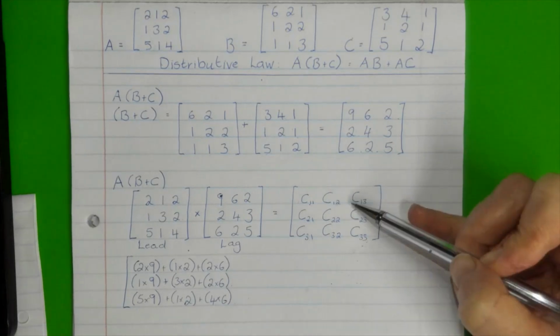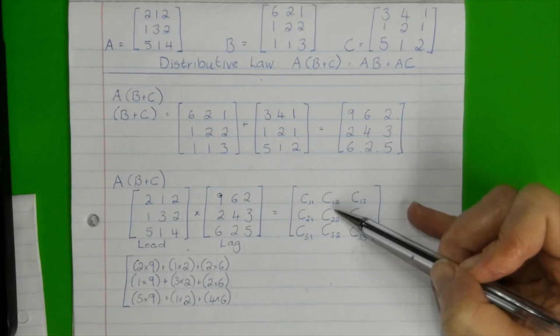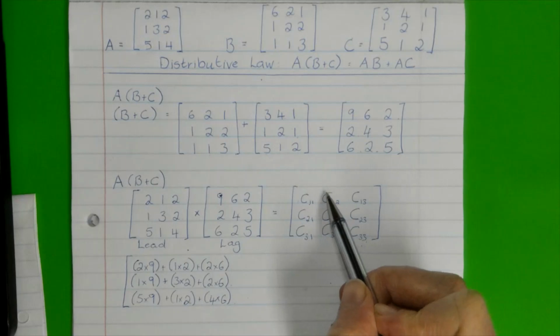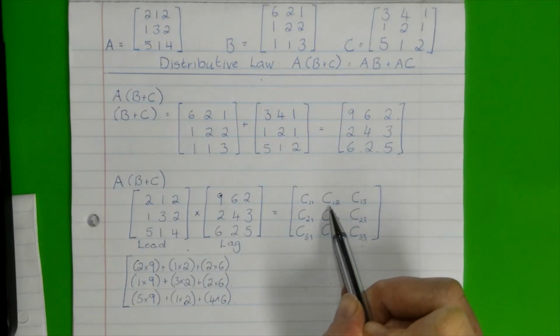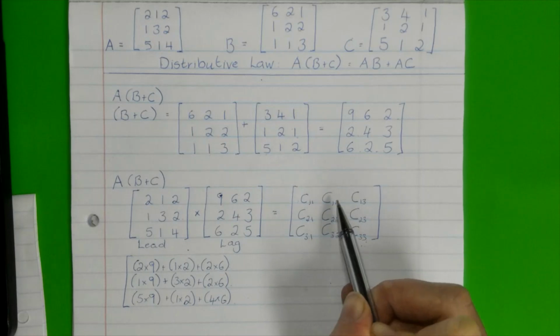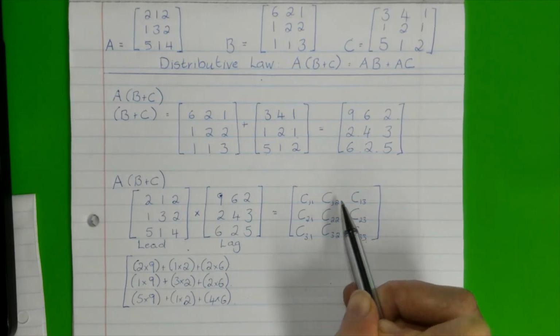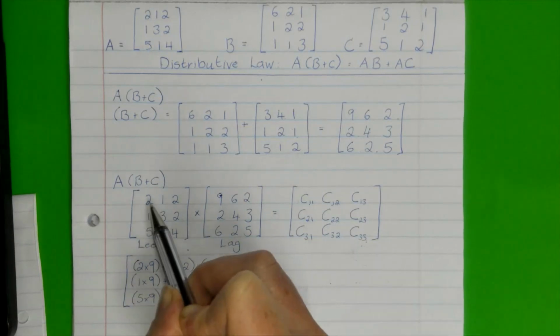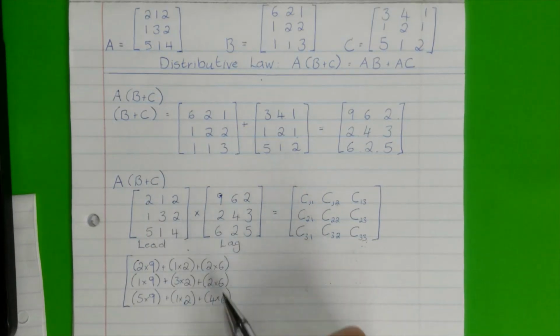Okay, so we now continue with our calculations. For this element here, we need to multiply the elements in the first row of the lead matrix by the elements in the second column of the lag matrix. First row, second column.